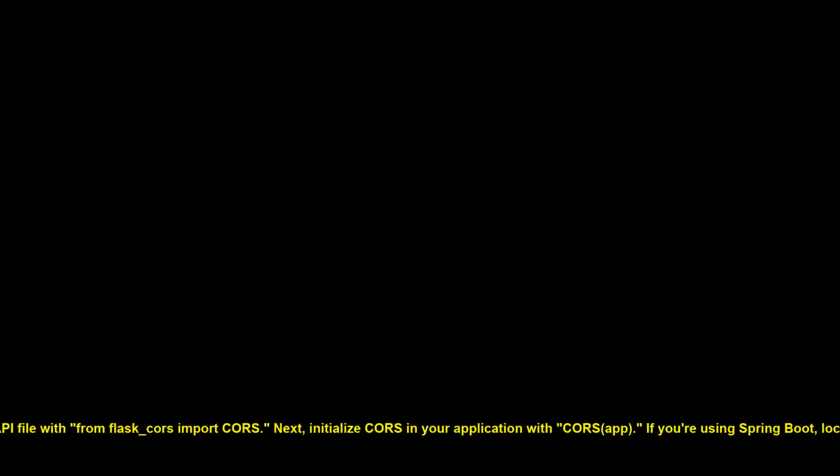For APIs built with Flask, install the Flask-CORS package. Run the command pip install flask-cors in your terminal. Import Flask-CORS in your API file with from flask_cors import CORS. Initialize CORS in your application with CORS(app).